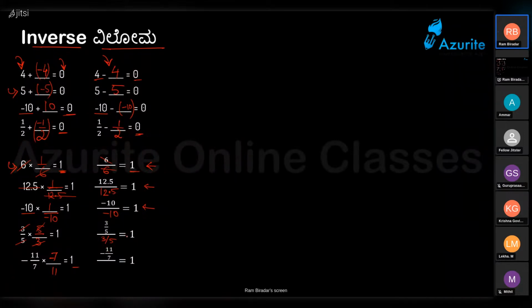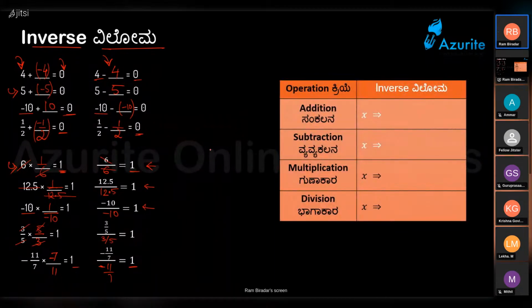Understood? Yes sir. Here minus 11 by 7 is there. So by how much should we divide? Minus 11 by 7. Okay. So it will give 1 as the answer. Understood? Yes sir. So these are the inverse, that is, opposite. Okay, that is viloma, called opposite. Okay, so everyone has to do the homework.